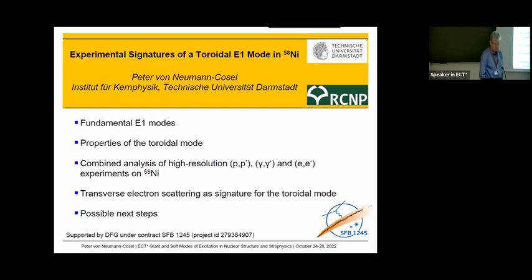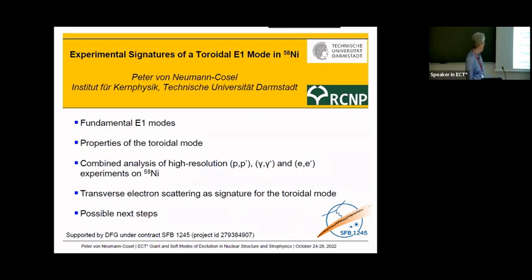So, good morning, everybody. This morning, I would like to talk about some elusive mode, which was predicted long ago, but so far there's no clear evidence, the so-called toroidal electric dipole mode. And the example I'm going to discuss is nickel 58, and partially I will show some things you already saw yesterday, because this was actually the starting point of the whole thing, which we didn't expect. That wasn't the plan, but it kind of fell into our lap.